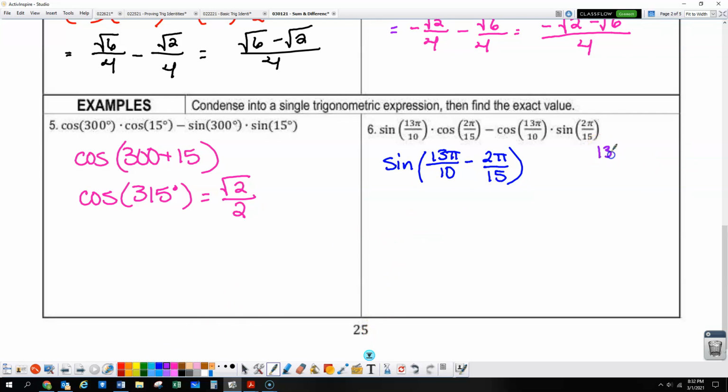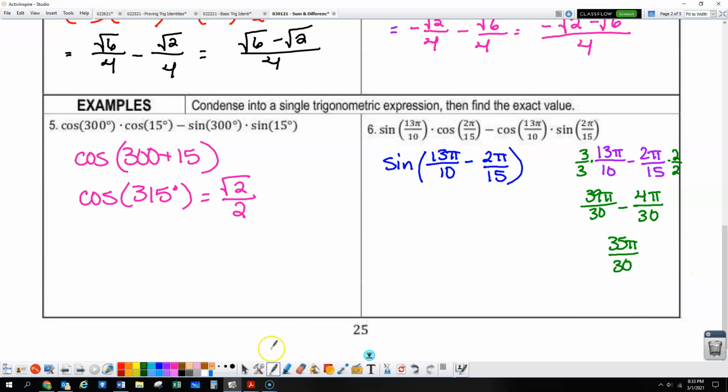So I'm going to come off to the side and do that. 13 pi over 10 minus 2 pi over 15. So 10 and 15, they're going to have 30 in common, right? So I'm going to multiply this side by 3 over 3 and this side by 2 over 2. So 3 times 13 would be 39 pi over 30. And then 2 times 2 would be 4 pi. And then 15 times 2 would be 30. So 39 pi minus 4 pi would be 35 pi over 30.